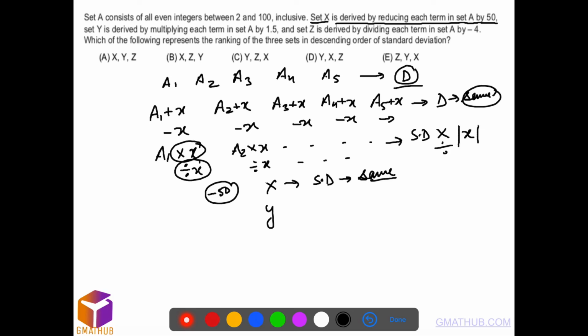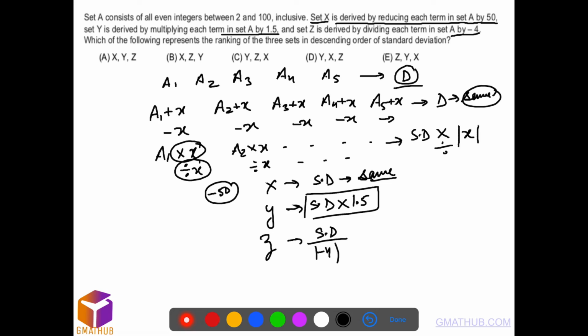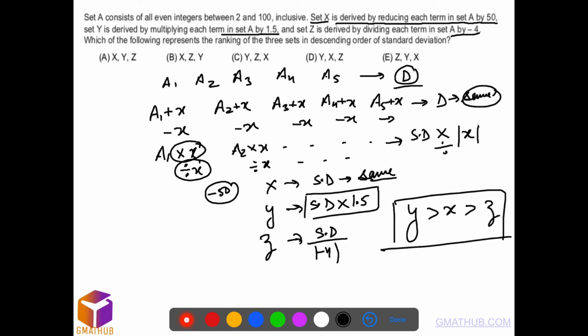For y, each term is multiplied by 1.5. So the standard deviation will get multiplied by 1.5. And for z, each term is divided by -4, so the standard deviation will get divided by the mod of -4, which is standard deviation by 4. So y would be largest, z would be smallest, x would be in between. D option.